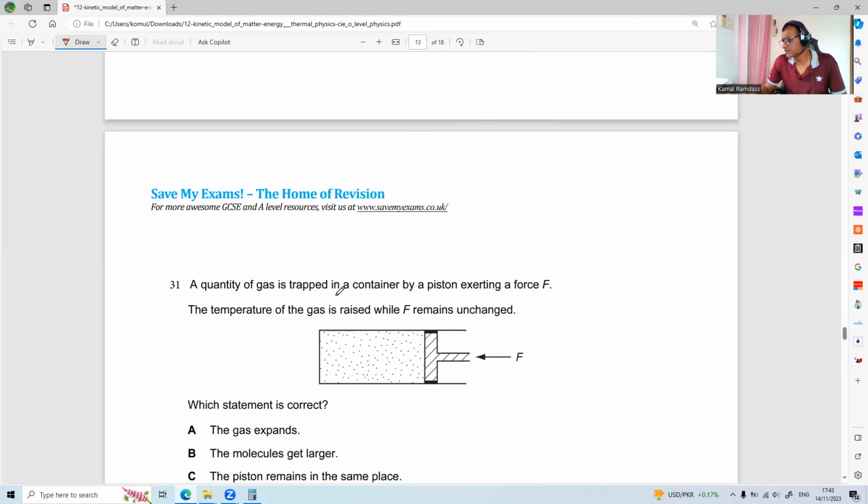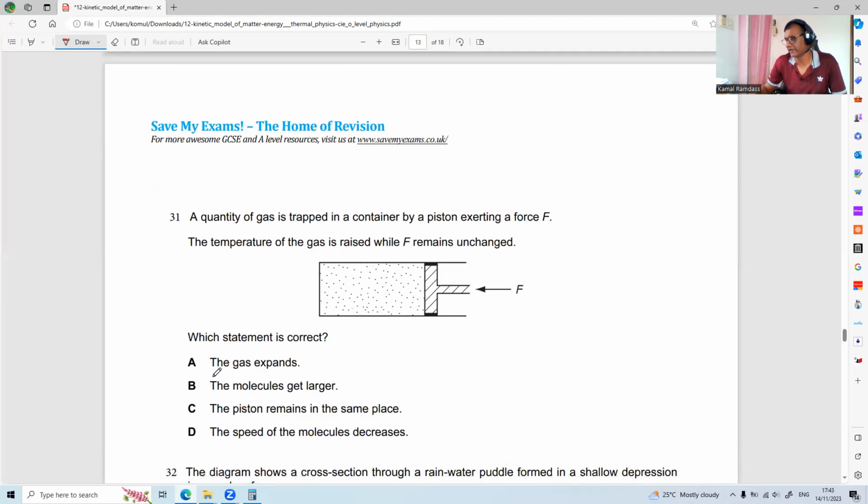A quantity of gas is trapped in a container by a piston exerting a force F. The temperature of the gas is raised while F remains constant. Okay. Which statement is correct?